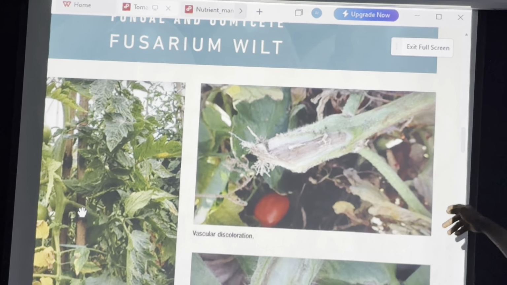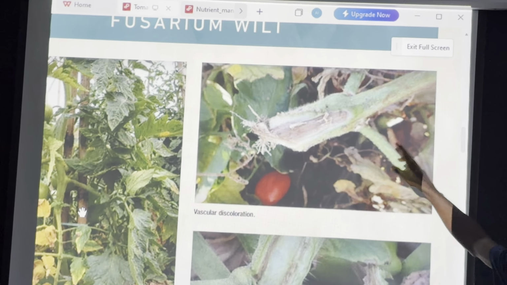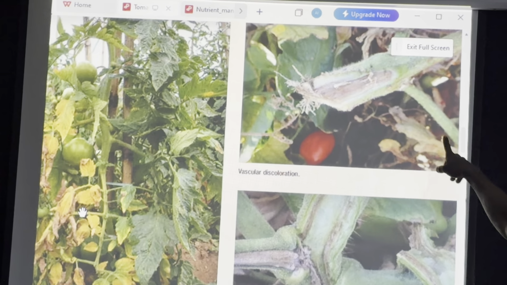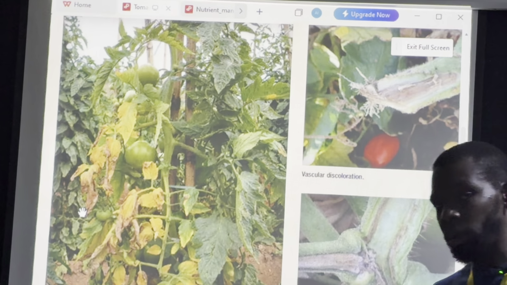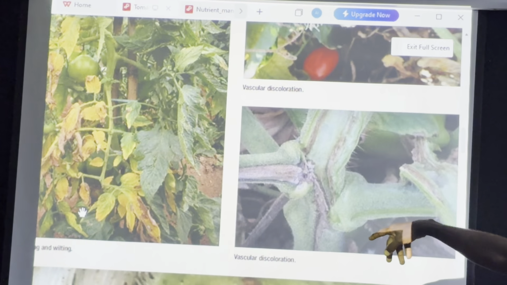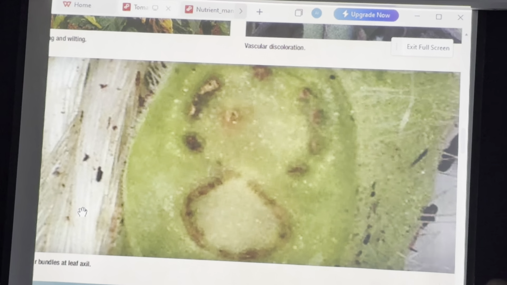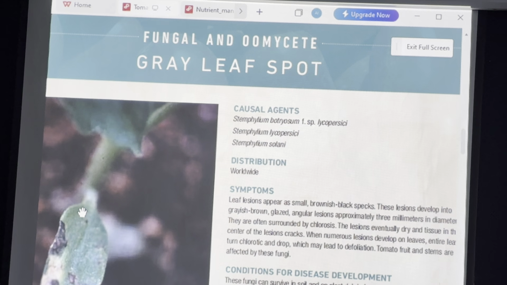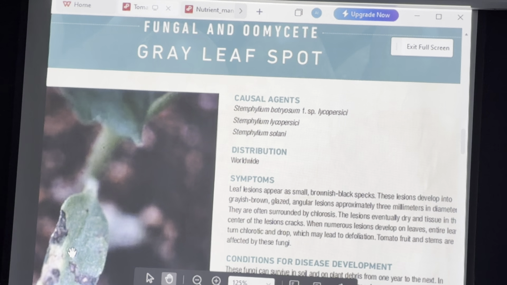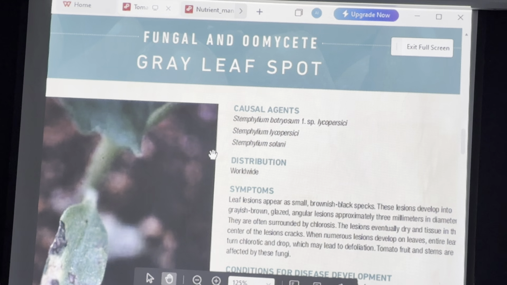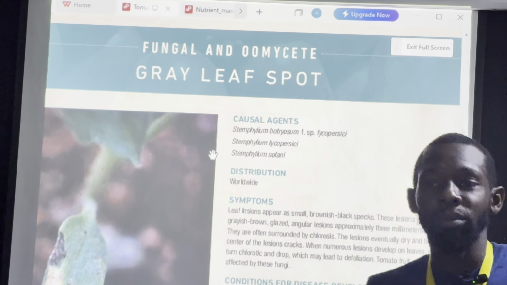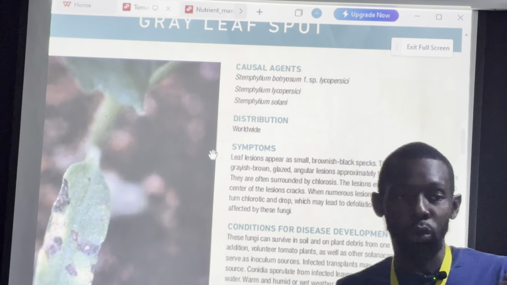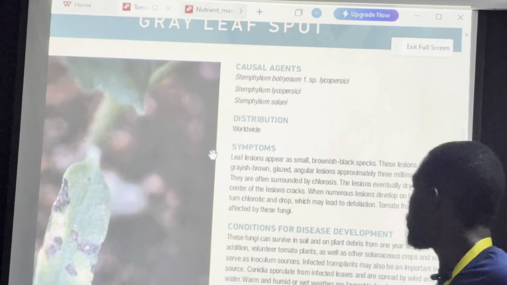So other examples of Fusarium wilt, like we mentioned: the vascular part of your plant would turn brown. That is what is most common in most fungal diseases. Yellowing of the leaves, of the older leaves before the younger leaves. Gray leaf spots, Stemphylium botryosum and Stemphylium lycopersici. Anywhere we see lycopersicum, we know that it has to do with tomatoes. So anywhere you see lycopersicum, know that it has to do with tomatoes and specifically tomatoes.